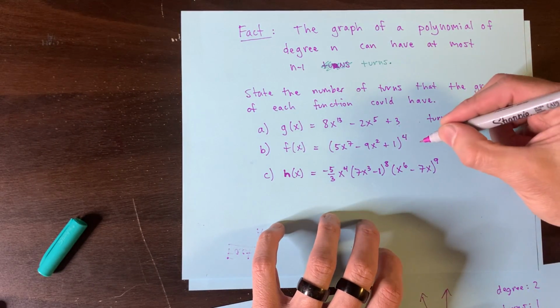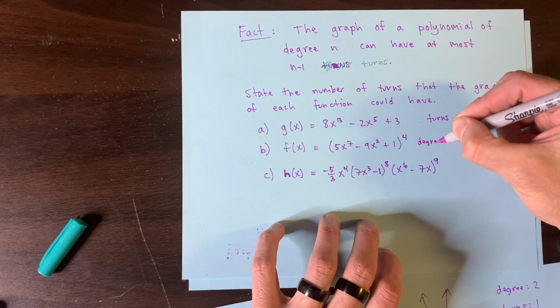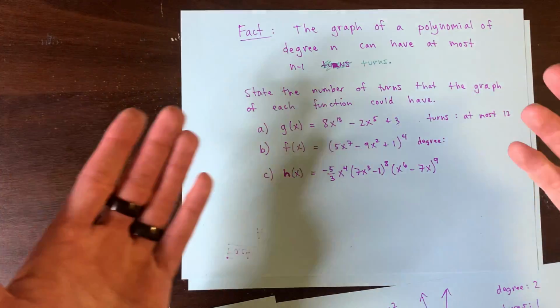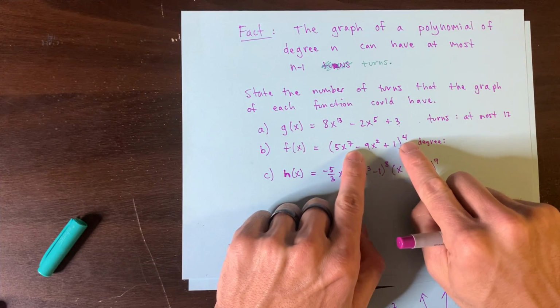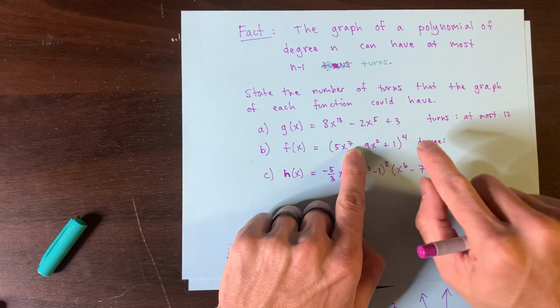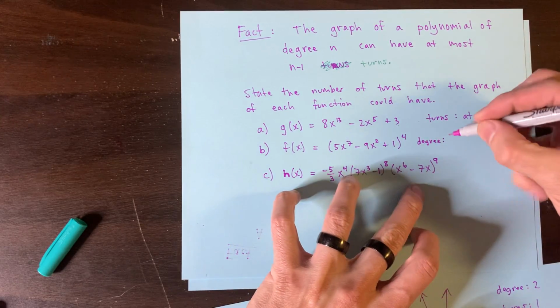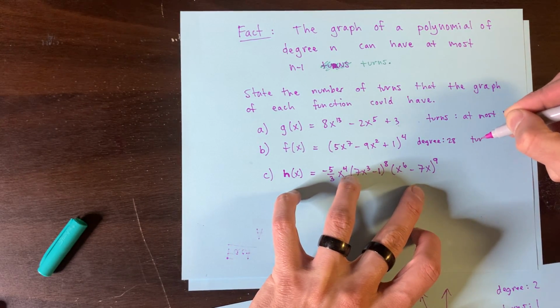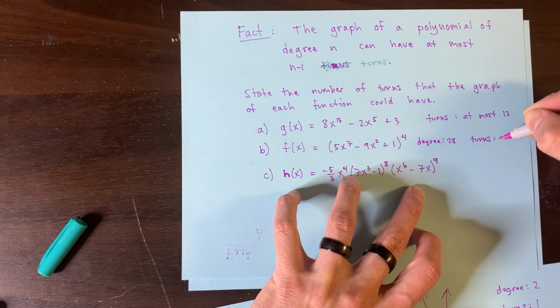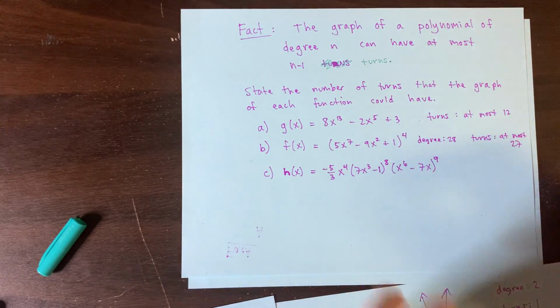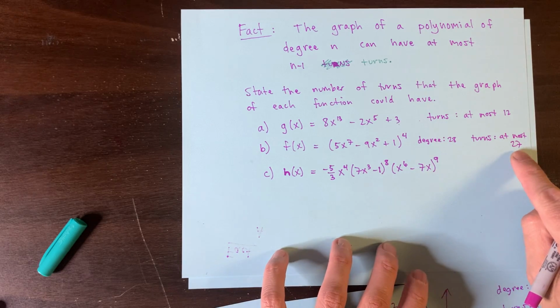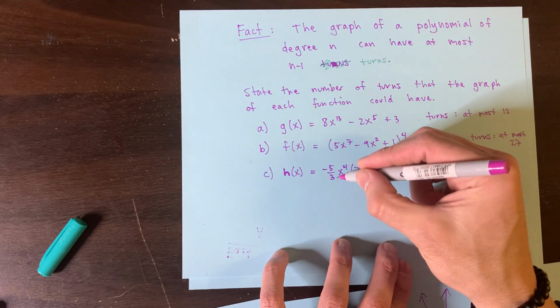How about part B? Well, first of all, for part B, can you tell me what the degree is? Using the concepts we discussed earlier. The degree would be 28, right? 28. So what does that tell you about the number of turns that the graph could have? It could have at most 27 turns. It doesn't have to use all 27, but it could.